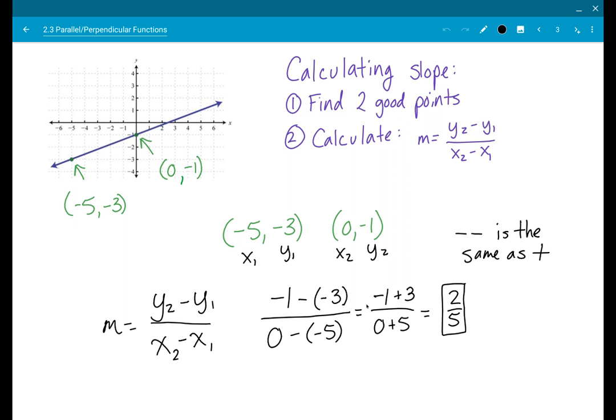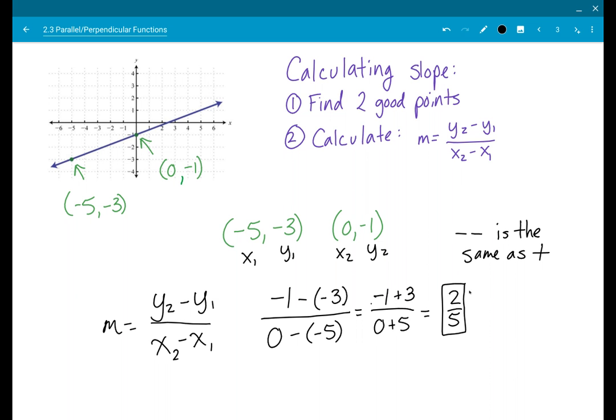So I'm going to change my calculations so that they reflect that, because that makes more sense in my brain. -1 plus 3 over 0 plus 5. I do my final simplified calculation and we get 2 over 5. Now, because we have the graph, we can go back and just double check. We should have a rise of 2 and a run of 5.